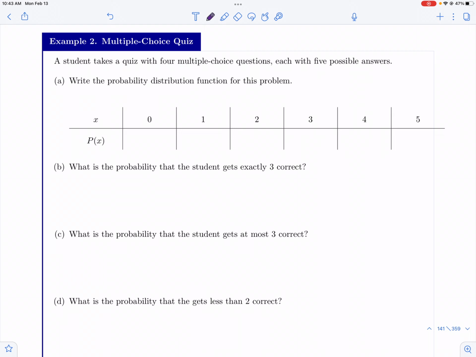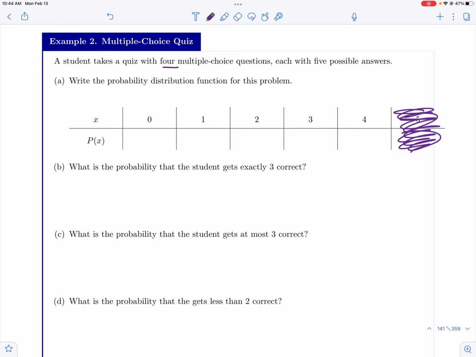So a student takes a quiz with 4 multiple choice questions, each with 5 possible answers. First, write the probability distribution function for this problem. So one thing I've got going on in this case, since there's 4 questions, we should only have 4 boxes, so I've got a little mistake here. So scratch out number 5.